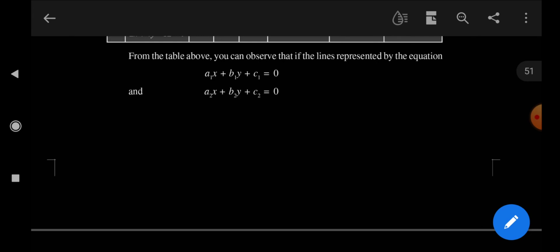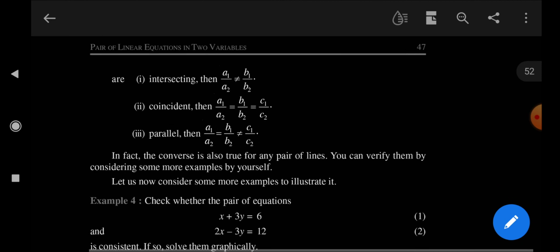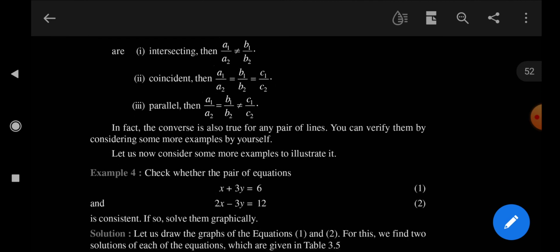From the table above, you can observe that if the lines represented by the equations a1x plus b1y plus c1 is equal to 0 and a2x plus b2y plus c2 is equal to 0 are, first, intersecting, then a1 upon a2 does not equal b1 upon b2. Second, coincident, then a1 upon a2 is equal to b1 upon b2 is equal to c1 upon c2. Here all ratios are equal. And number 3, parallel, then a1 upon a2 is equal to b1 upon b2 but it is not equal to c1 upon c2.